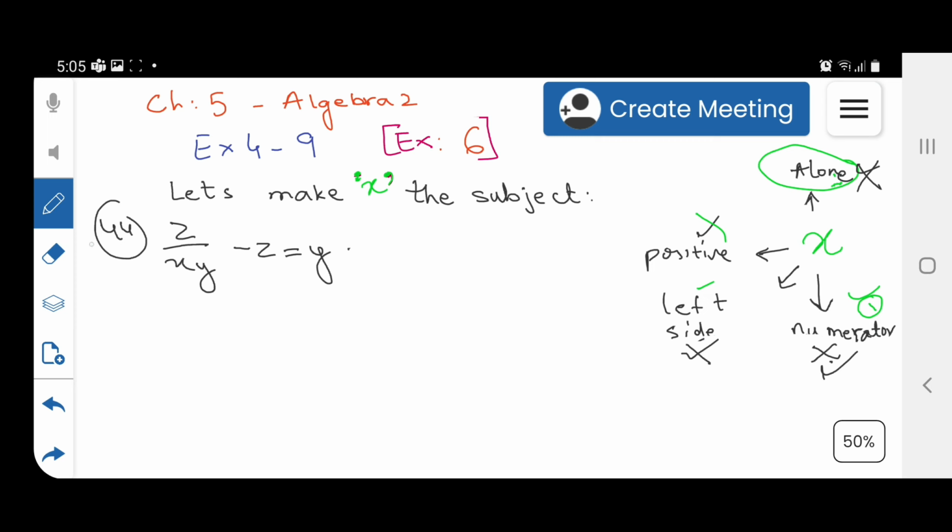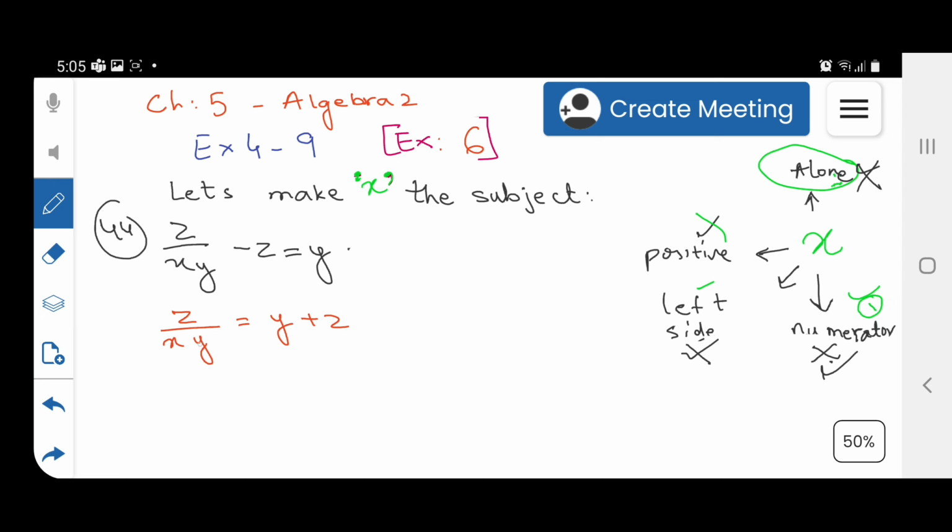Okay, now I have taken question number 44, which looks a little bit difficult, but it is not. Again, it's the same thing. We want to make x all alone, x should be in the numerator, x should be on the left side. So it's already on the left side, but it's not all alone, and it's in the denominator, but it's positive. So let's start by making it alone. We can send this z to the other side, because these are two separate terms. So we can say that x by y equals y plus z, because z is negative, so on the other side it will become positive, opposite.